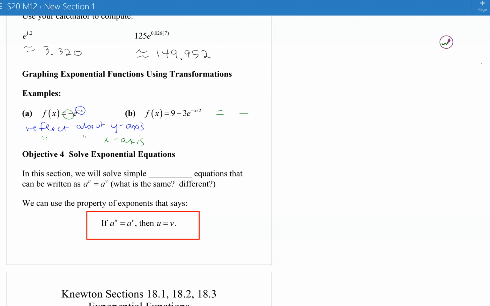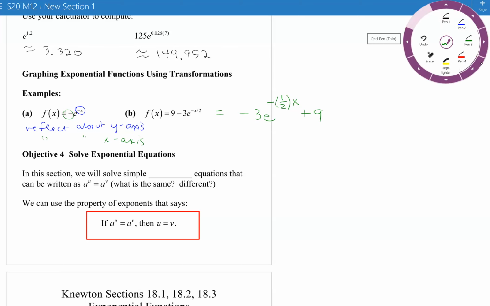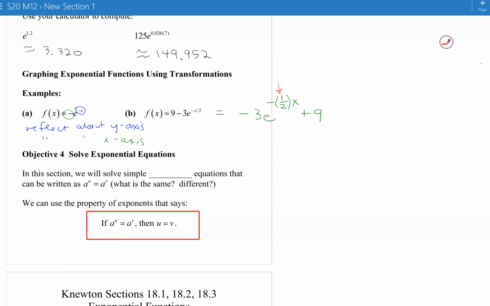Then for B, again, I'm going to write it in a little bit different way so I can see what's happening easier and analyze it. So the first thing I'm seeing happening to the x is multiply by 1/2. So this is going to cause a horizontal stretch by a factor of 2.